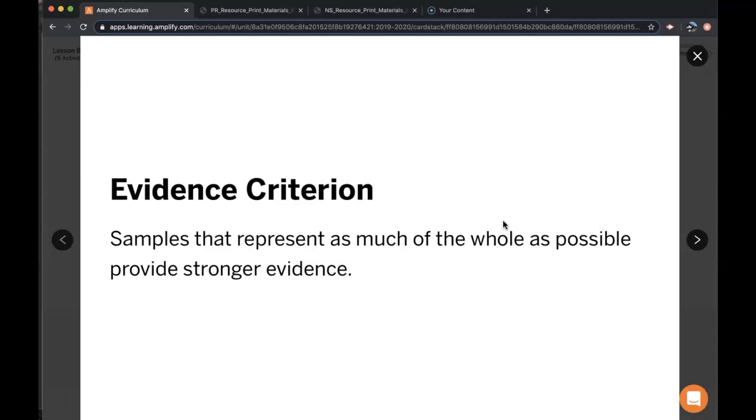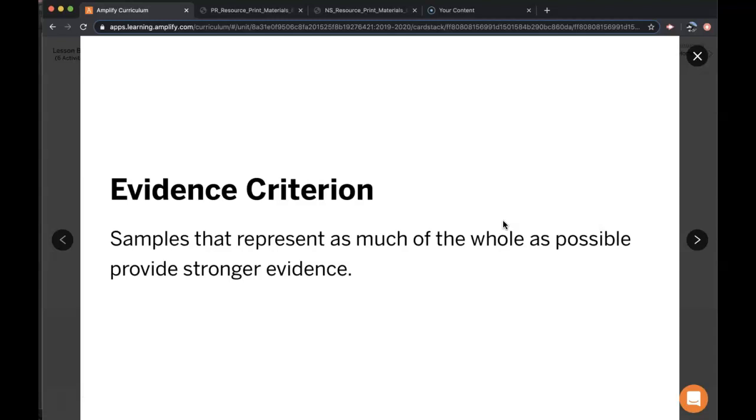So we need to see, okay, what kind of samples are good samples? Which ones could actually represent the population? Because some samples are better than other samples. So our criterion for this unit is going to be that samples that represent as much of the whole as possible provide stronger evidence. So if we have pieces of evidence and one of them represents more of a whole than the other, we'll consider that as stronger evidence.